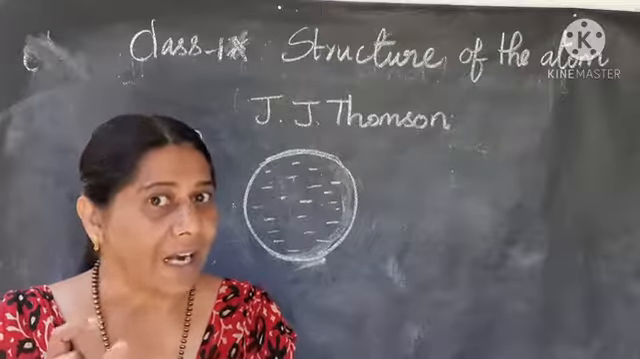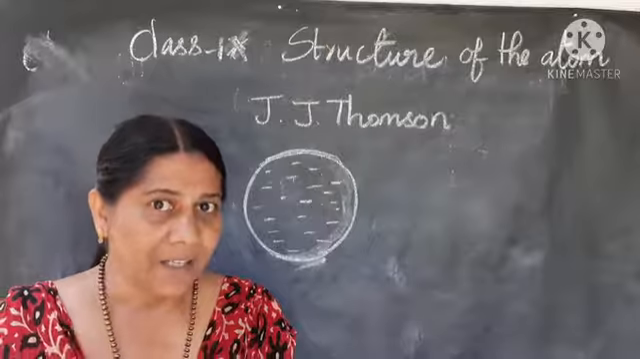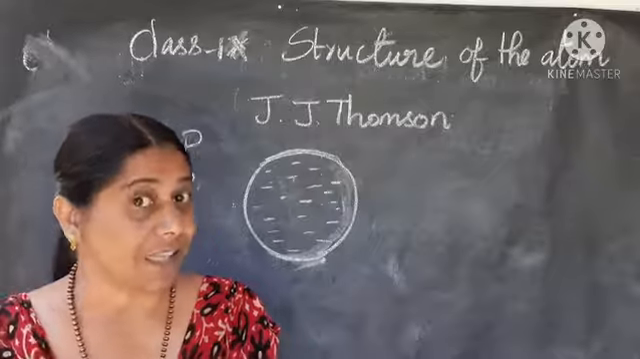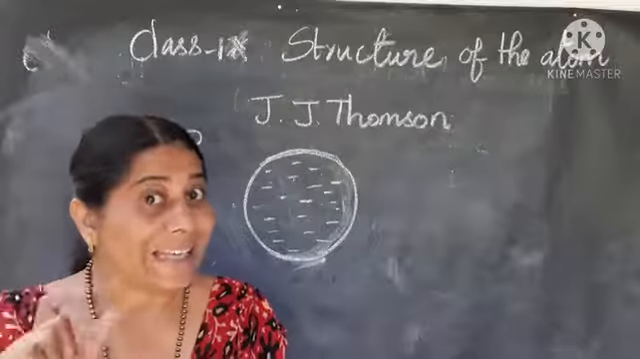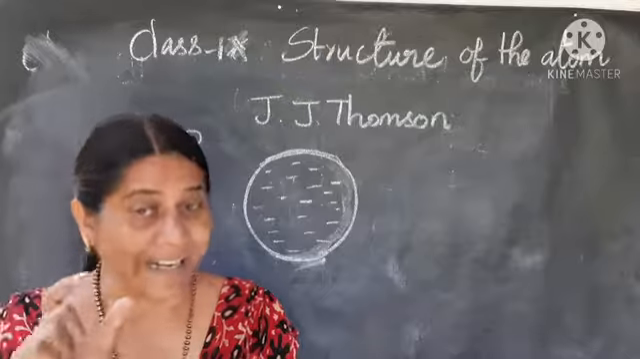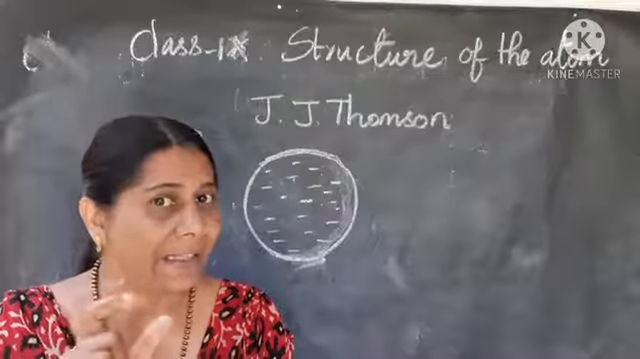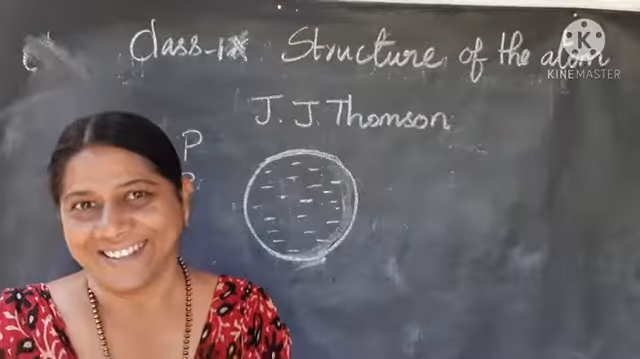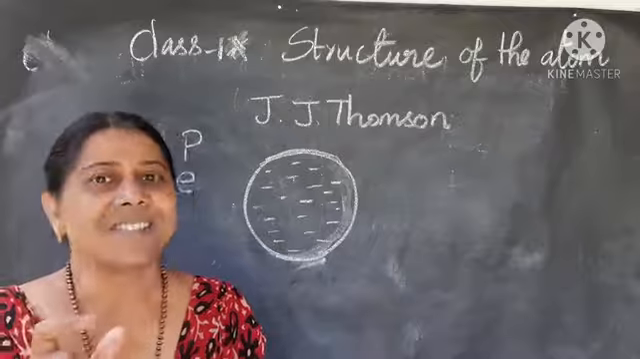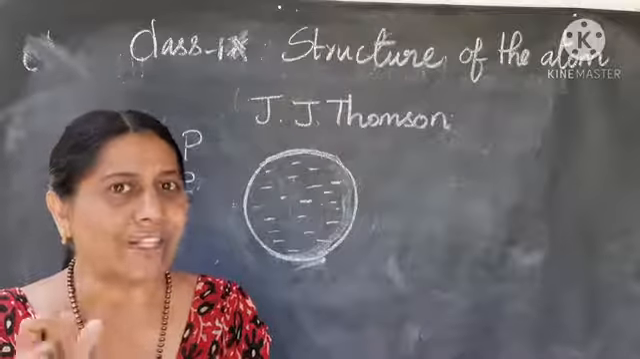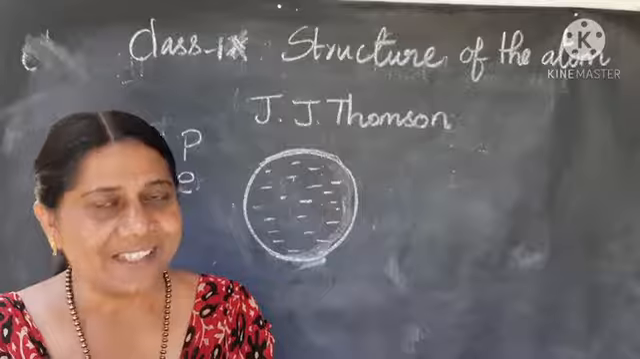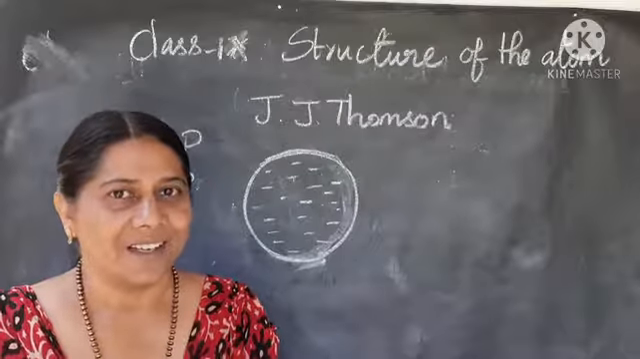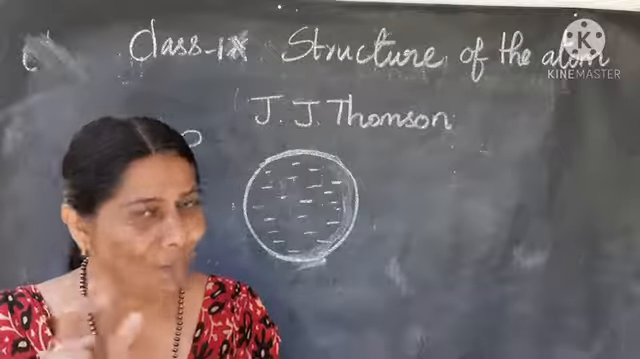J.J. Thomson atomic model is similar to the structure of a Christmas pudding, or any cake, and watermelon. Have you seen watermelon? Yes. It is a favorite fruit in the summer season. During this season, it is available also. It is watery. Water content is more.